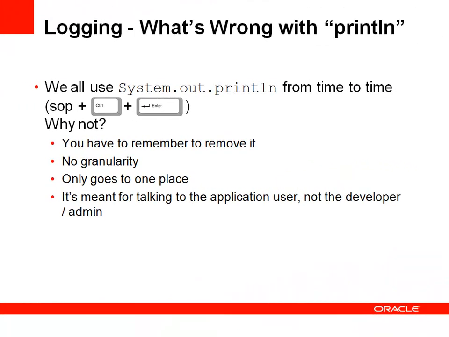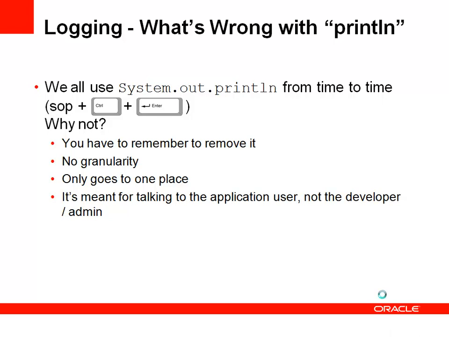So what's wrong with using println? Well, we all do it from time to time, but of course you have to remember to go and remove it from your code when you've finished debugging the thing you're actually looking at. And if you do leave it in there, then there's really no granularity. The information always goes to the console. There's no way of filtering it. There's no way of suppressing it. And it was never really intended for this use. After all, println is a way of communicating with the end user, and that's just not relevant in this case.